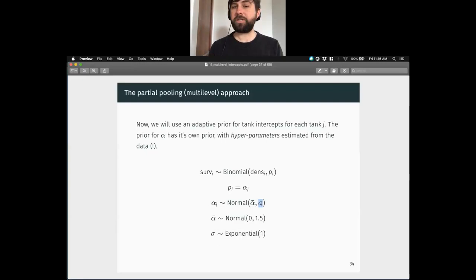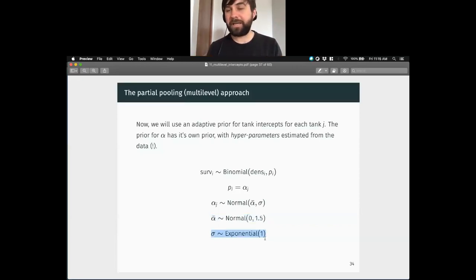We want it to be centered at the mean value for tanks. And as a prior for that, that mean could be anywhere. I have a very vague prior on that, alpha bar, normal 0, 1.5. I do need to have priors for my hyperparameters, but I'm letting it be wherever the data wants it to be with the 0, 1.5 prior.